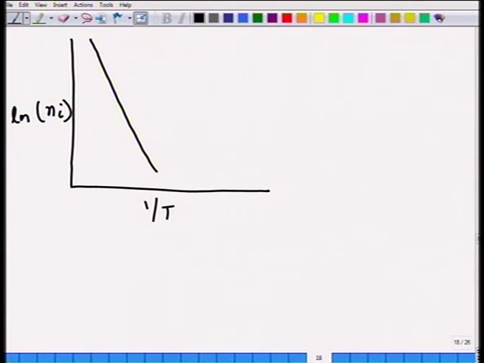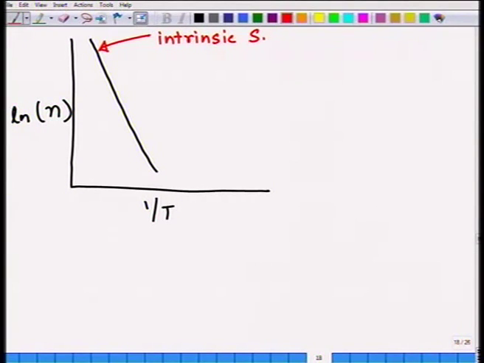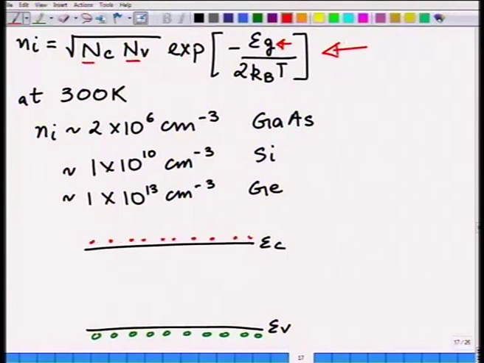I will leave it at log of n, the carrier concentration n, the number of electrons in the conduction band. In that case, this is for an intrinsic semiconductor, then this equation will be valid. This equation will be valid for an intrinsic semiconductor, and I am going to get a straight line.